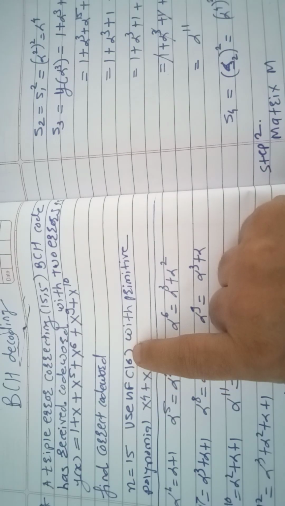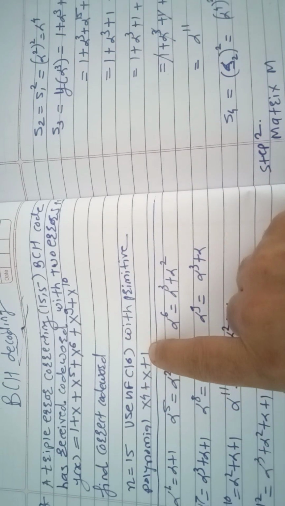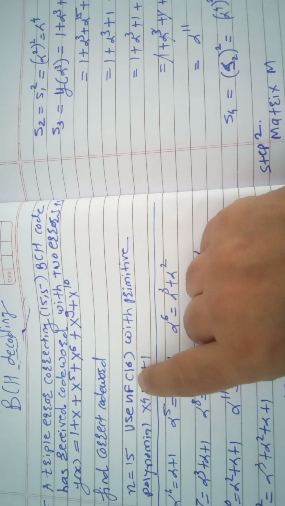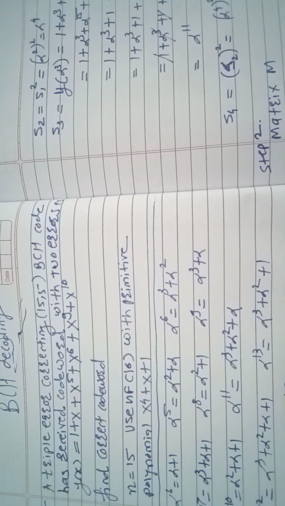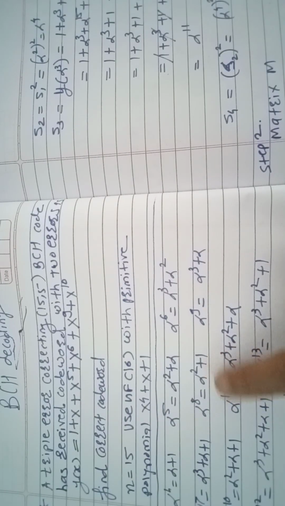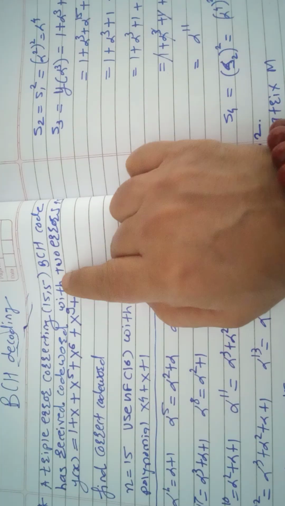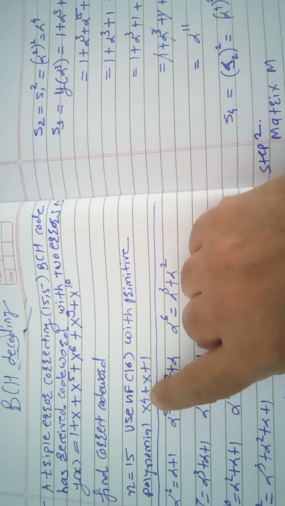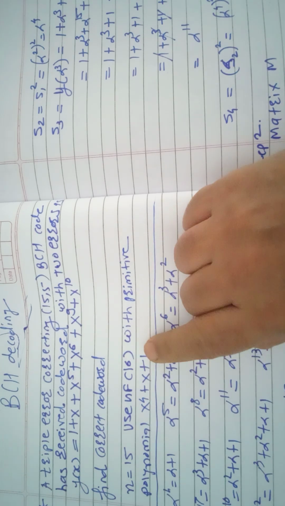So we have seen for the Galois field 16 with the primitive polynomial x raised to 4 plus x plus 1. If they have not mentioned anything, then you have to use this one only. If they have mentioned the primitive polynomial, then you have to obtain these values, and obtaining these values is very easy because we have already seen many problems on obtaining these values. Whenever n equals 15, you have to use Galois field 16.